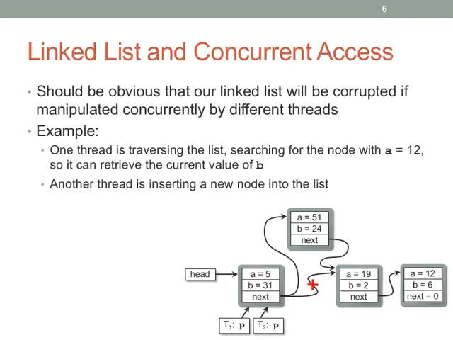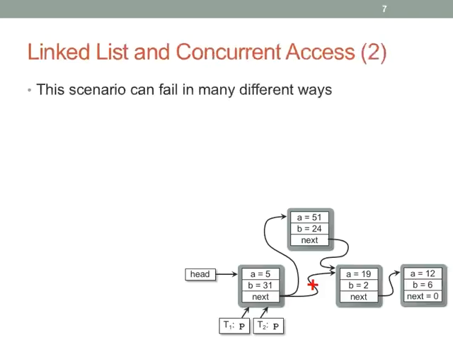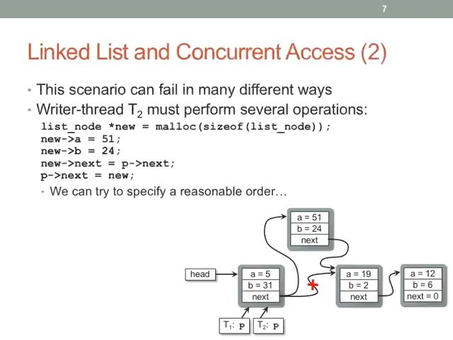And part of the reason we can run into trouble is we could probably specify a sequence of the operations we perform such that threads don't get confused, except that we have reordering at both the compiler level and the processor level. Okay, so several operations. These are going to be our simple example. So new A is 51, new B is 24, next is P next. So we slot in after the node that T2's P value points to, and then P arrow next equals new. So we go ahead and stitch it in there.